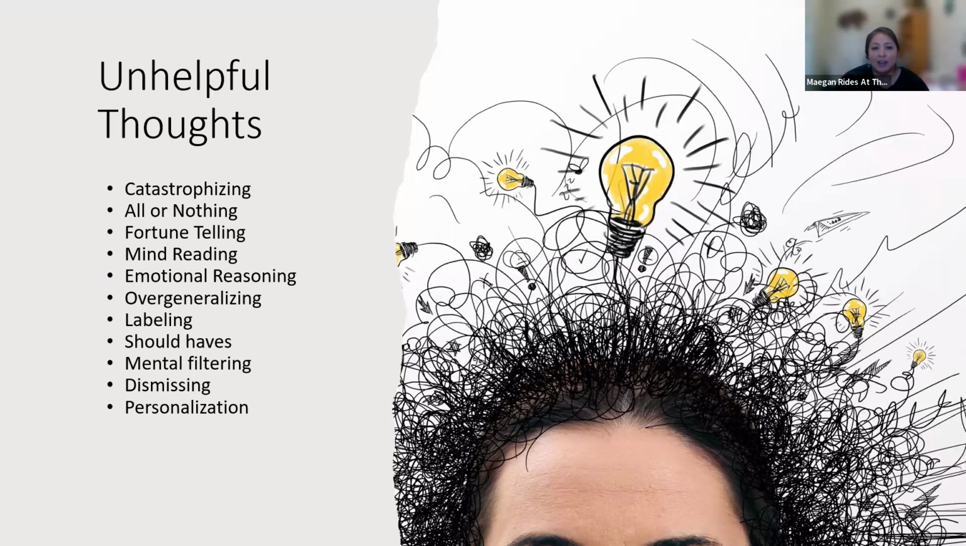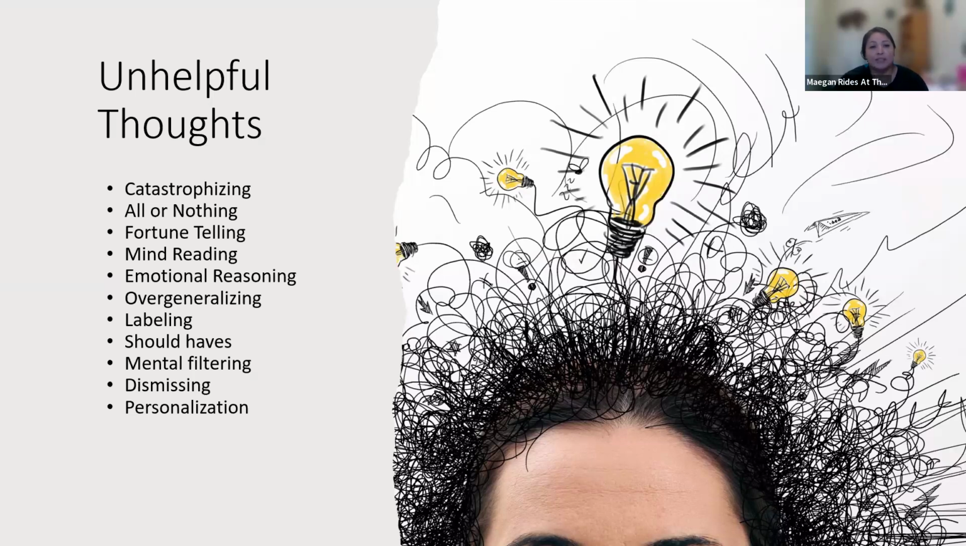Labeling is applying often negative labels to ourselves, others, and the world, like I'm a bad person, or that's a bad kid, right? Those are examples of negative labeling. Should haves is thinking about what should have happened, and having that continue to overshadow what did happen. Mental filtering is focusing on the negative instead of the positive aspects. Dismissing is brushing away the positive possibilities. Personalization is thinking everything people do and say is some kind of reaction to us.